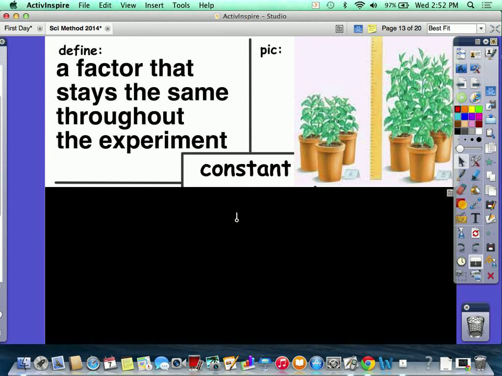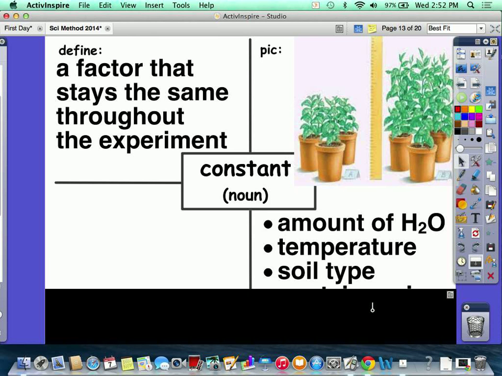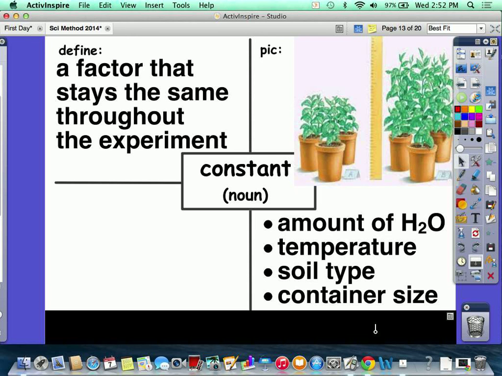And then finally, the last term that we need to be able to identify in our experiment is constants. A constant is a factor that stays the same throughout the experiment. And we listed a lot of constants for this experiment. Just a couple that I mentioned: the amount of water, the temperature, soil type, and the container size. So, are we feeling pretty good about those terms?